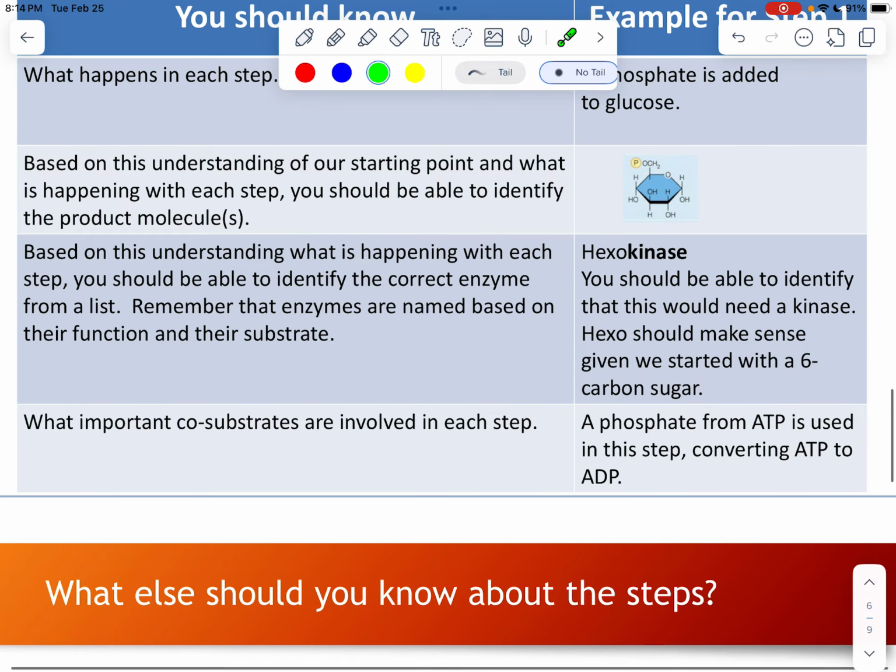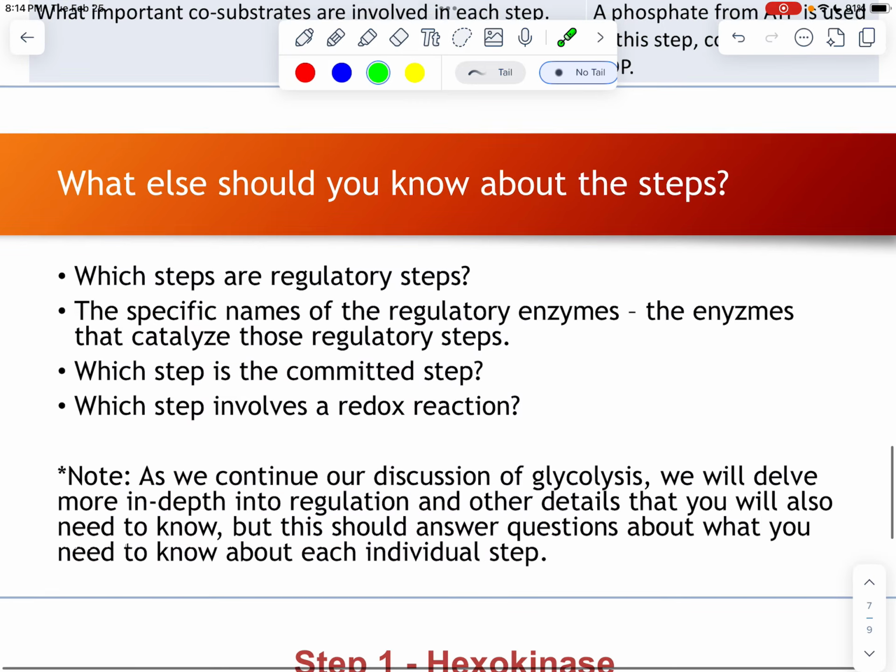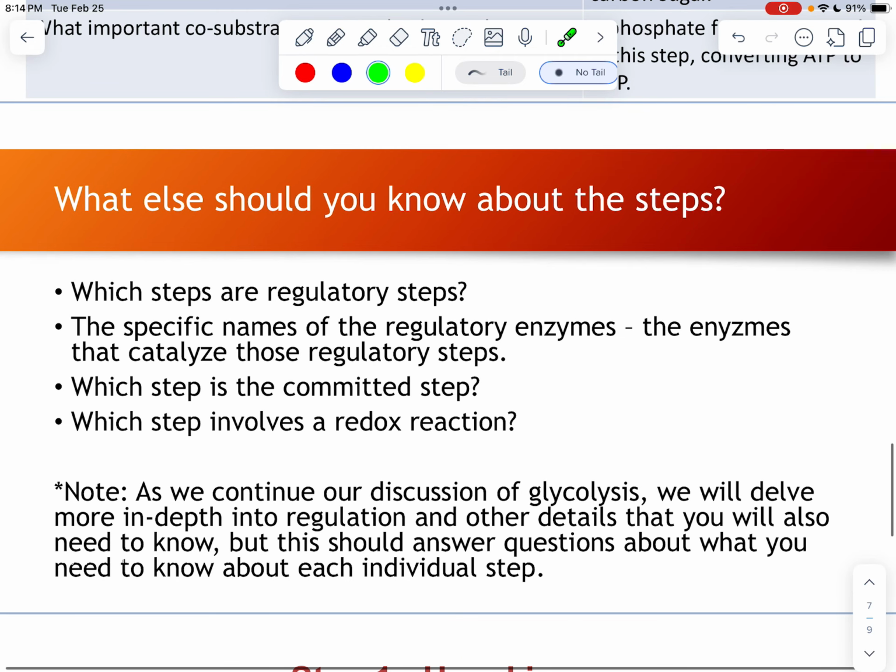Okay. In addition to those things, you should know which steps are the regulatory steps, and we will talk about that again a lot in the 4th video. You should know the specific names of the regulatory enzymes, so hence hexokinase. That's why I would expect you to know that one. You should know which step's the committed step. We just looked at that, and go back and look and see which step has the redox reaction.